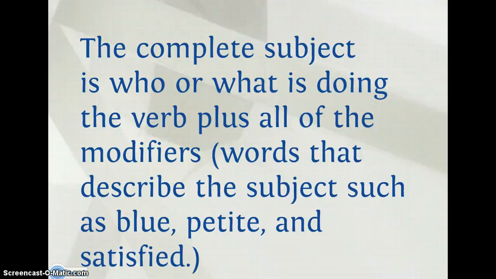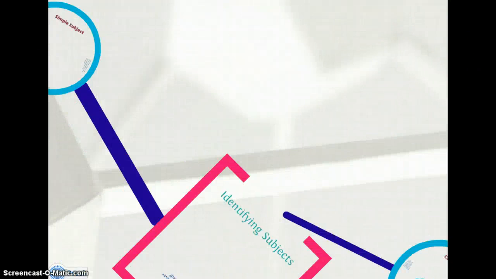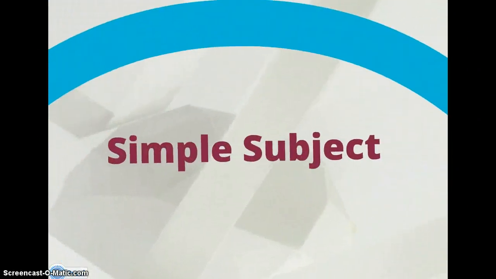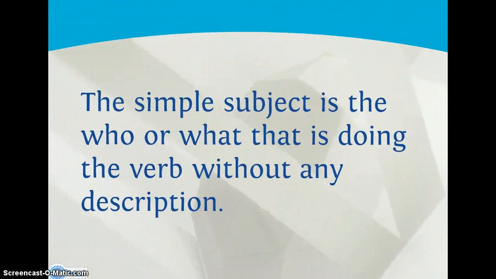A complete subject is who or what is doing the verb plus all of the modifiers, words that describe the subject, such as blue, petite, satisfied. Anything that adds to the subject is your complete subject. But your simple subject would be just the basic who or what that is doing the action.